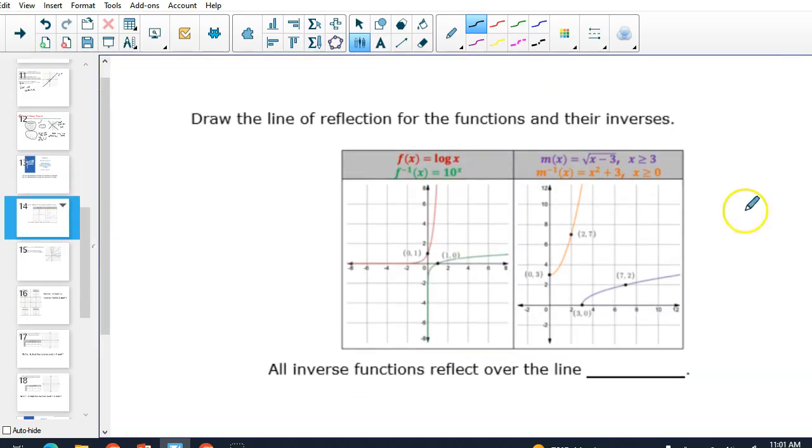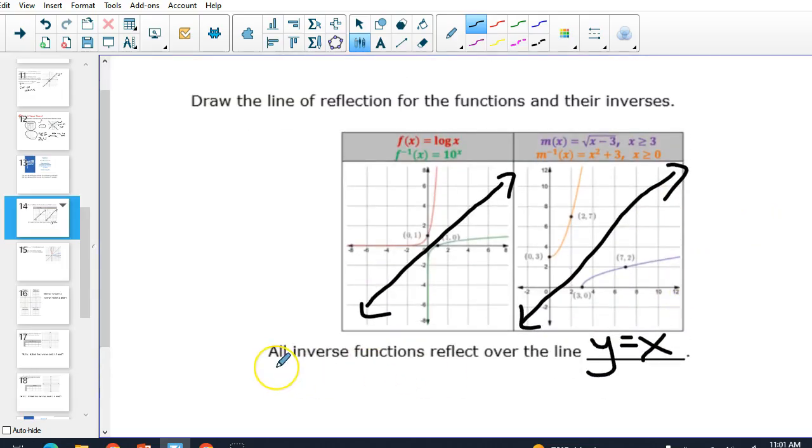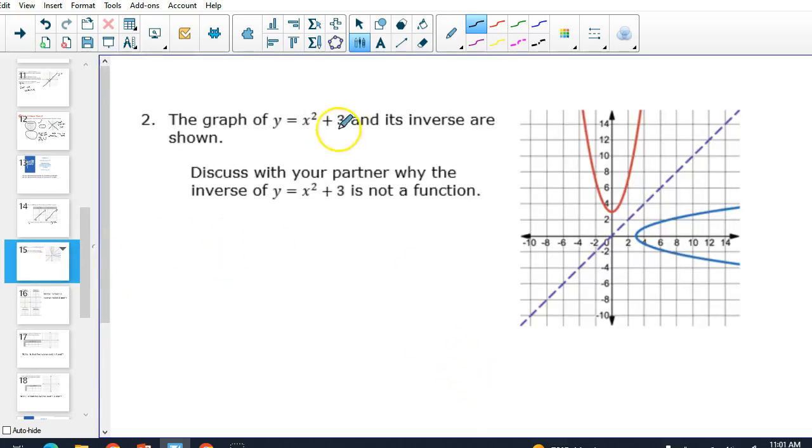Just a little bit of review here. We're doing it again. If I want to draw the line of reflection, all inverse functions reflect across y equals x. Every last one of them. All of them do. Very important. Okay? Let's look at another one.